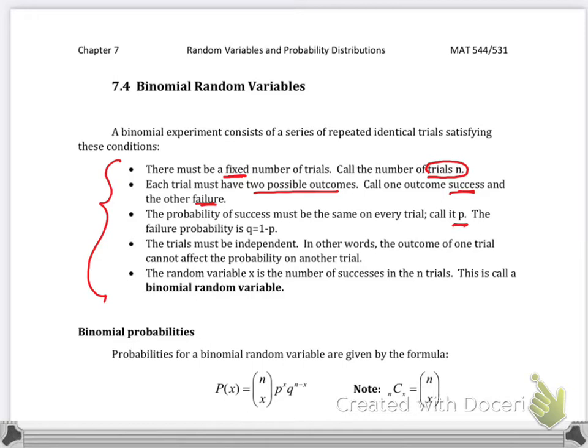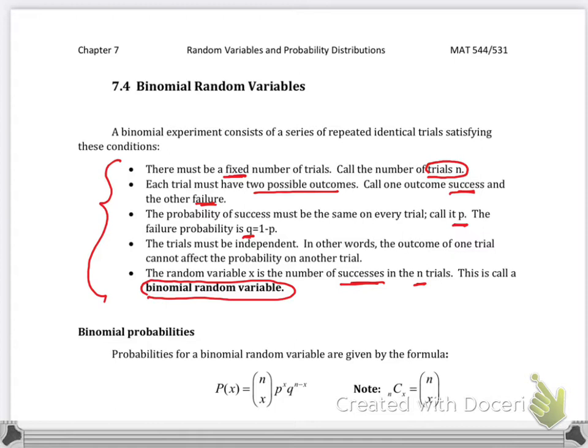The probability of success must be the same on every trial. So P is the probability of success, and the probability of failure is going to be Q. And notice that they will sum up to 1. The trials must be independent. In other words, the outcome of one trial cannot affect the probability of another trial. And the last one, the random variable x is the number of successes in the n trials. This is called the binomial random variable. So that's your x, okay?